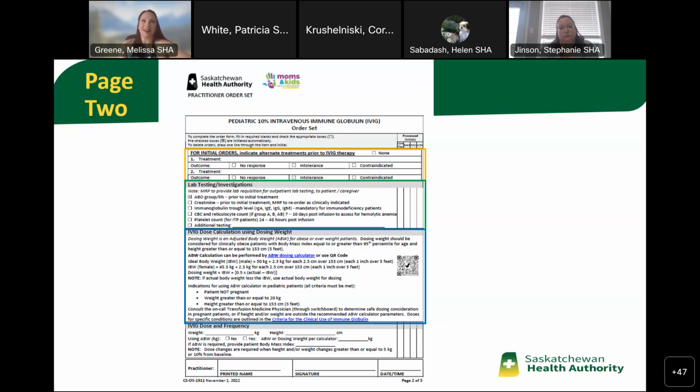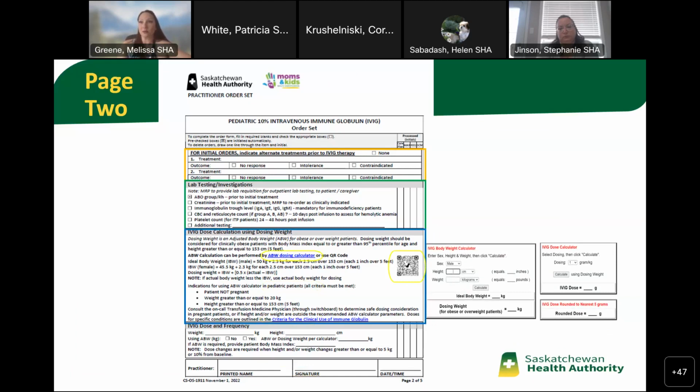Up next is our IVIG dose calculation using dosing weight. In blue here, we have the link to the adjusted body weight calculator. We also have a QR code in the corner, so we're really hoping that that does not get missed. When you click on either one of those, this is what the calculator looks like. You enter in the height and weight, and then you calculate it, and it gives you the ideal body weight and then a dosing weight.